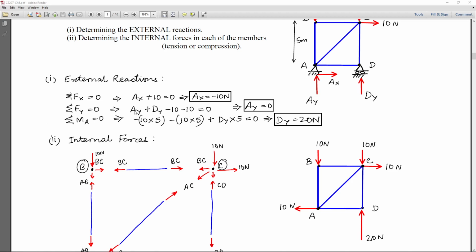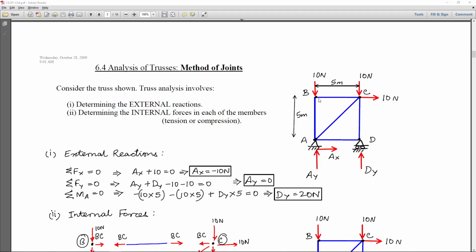Summation of the vertical forces acting: we have two vertical forces acting downwards, also two counteracting it, so they will be positive and this will be negative, and we have 0, so they cancel out themselves.